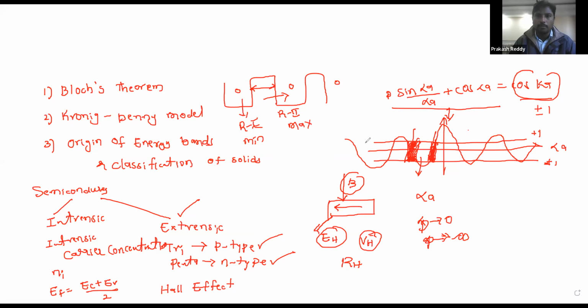All of you try to remember, all are interlinked with each other. So these are the topics we covered from module 2. The only topic remaining from module 2 is a small topic, the variation of Fermi energy level for intrinsic and extrinsic semiconductors, N type and P type semiconductors. In the next class, we are going to cover that topic. After that, we start module 3. Is that clear to everyone?